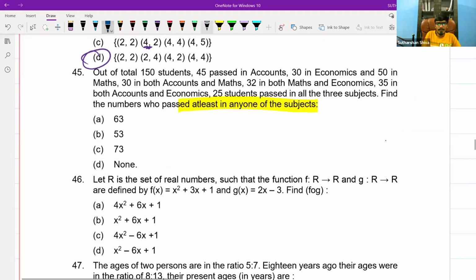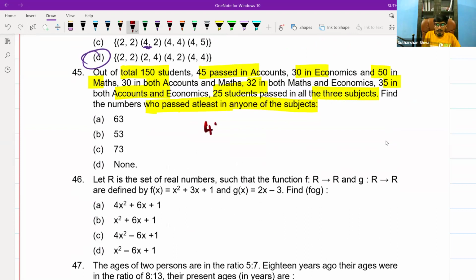45. Interesting part. Out of 150 students, 45 passed in accounts, 30 economics, 50 maths, 30 both maths and accounts, 32 in both maths and economics, 35 in both accounts and economics, 25 passed in all three. Fine. Find the number who passed at least one subject.